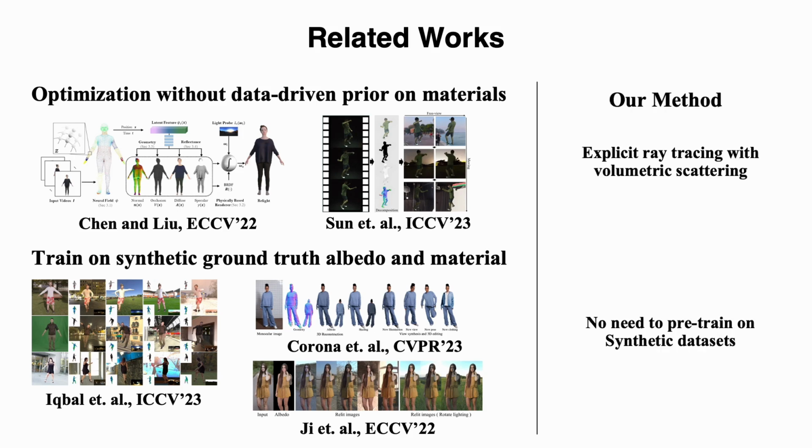Our method falls into the first branch, which optimizes a relightable and animatable avatar from monocular videos without any data-driven priors. We distinguish ourselves from existing approaches in that we model inverse rendering of humans as volumetric scattering with explicit ray tracing.